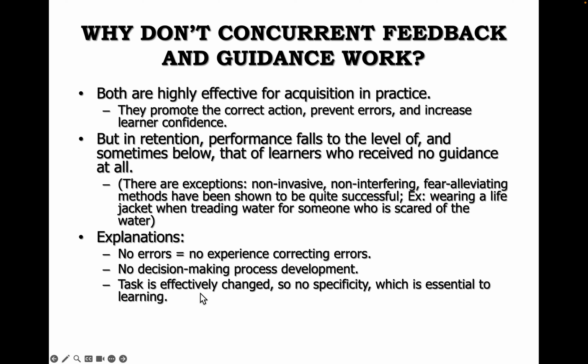And thirdly, the task is effectively changed when you have guidance and concurrent feedback. So it's not very specific to what we'll see in the real world, where you might not always have that coach to help you out after every trial. Or you might not have this particular machine that forces you to make these movements specifically. And therefore, in other tasks which require you to error correct, having concurrent feedback and guidance will not be very effective in real world situations.